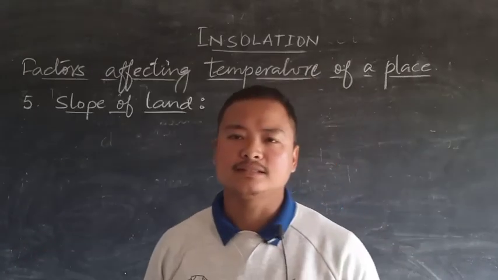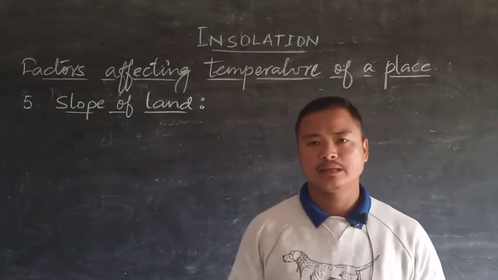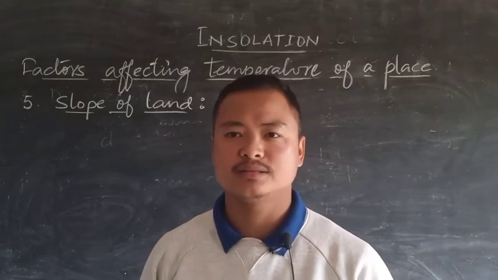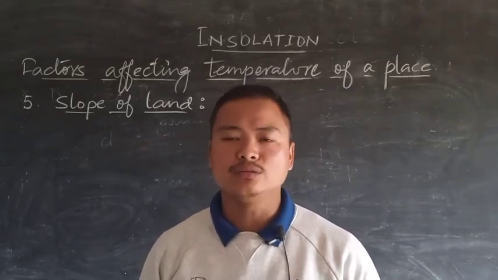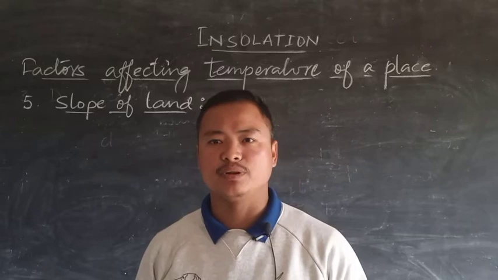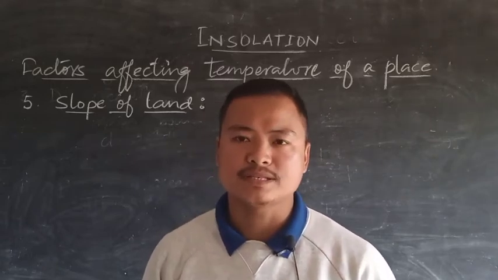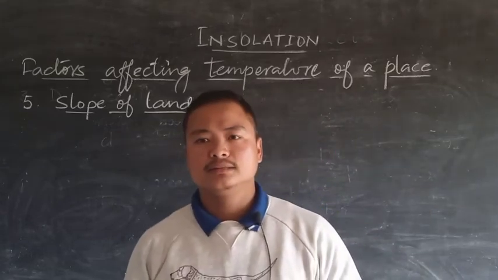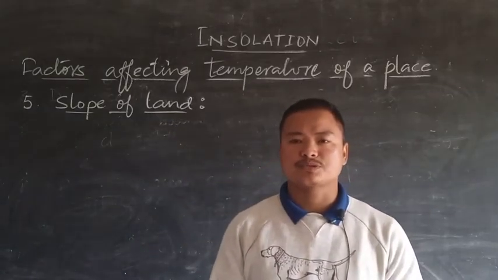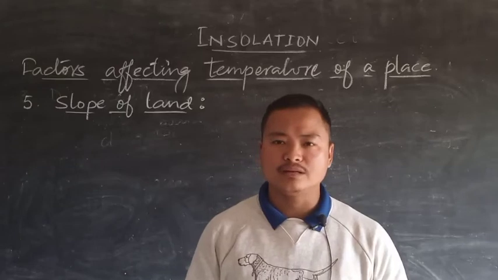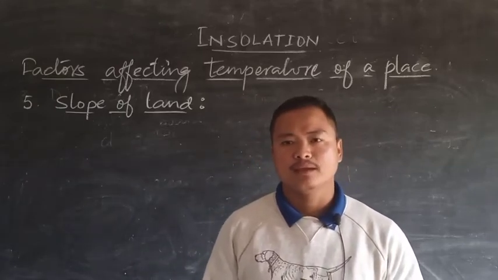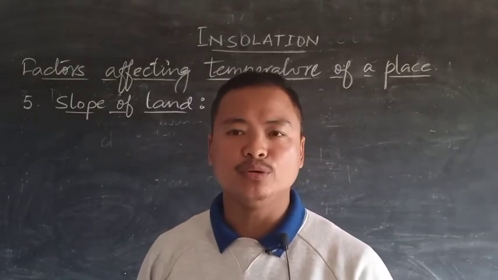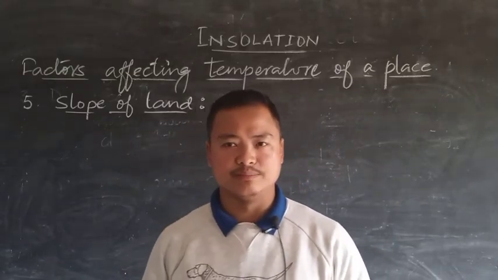The fifth factor is slope of land. In this context, we try to understand with the help of mountain barriers how they affect the temperature of a place. Like if we see the Himalayas, you would find that they obstruct the rain-bearing winds during the summer season and the cold winds blowing from the north during the winter season. And in both cases, it happens to regulate the temperature.